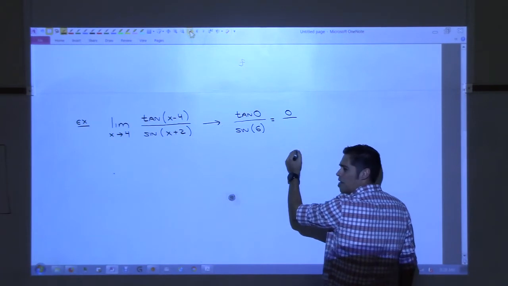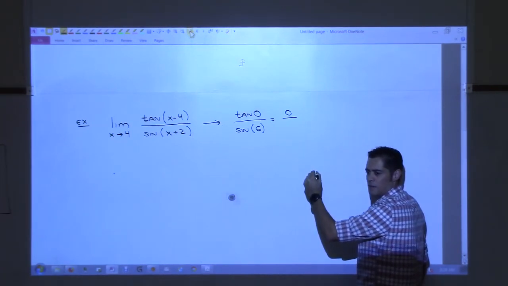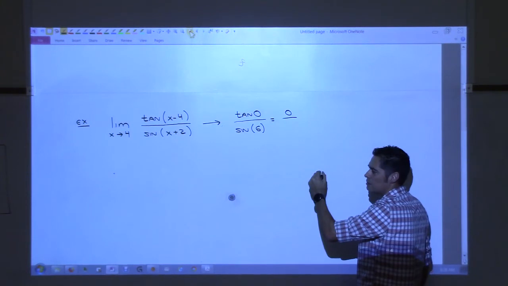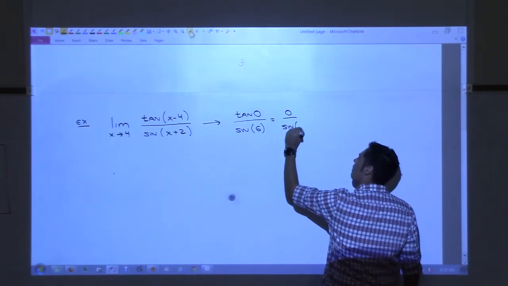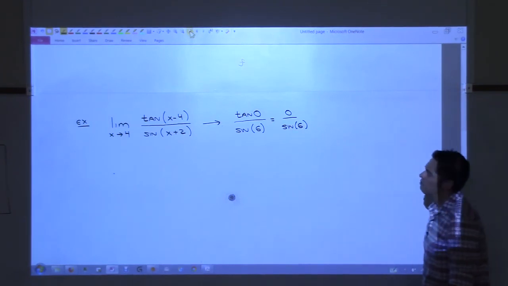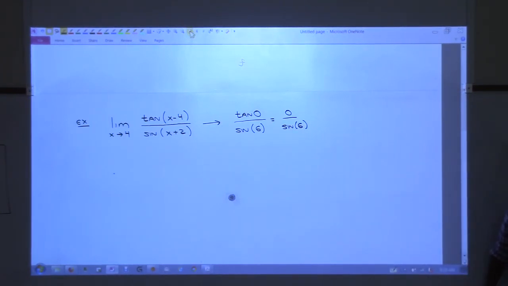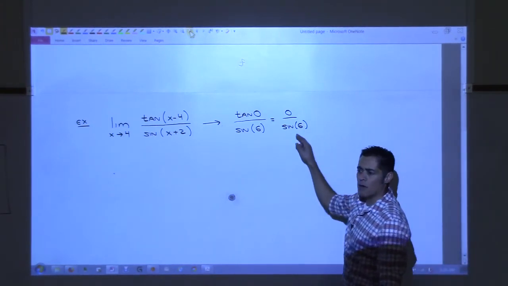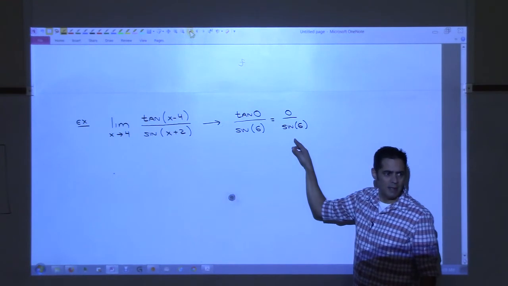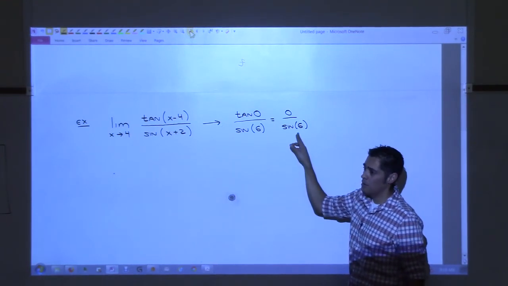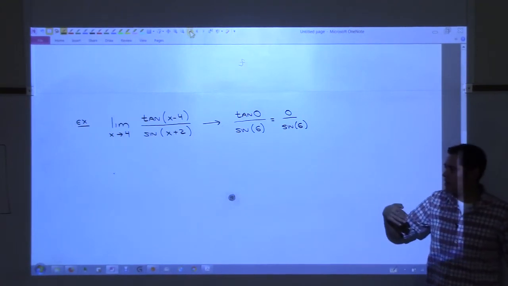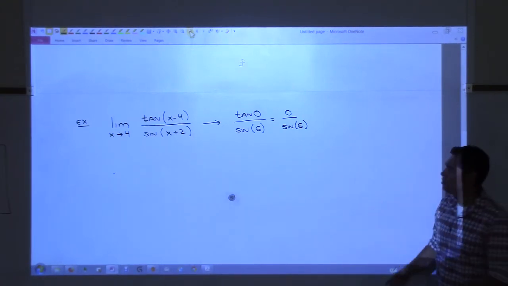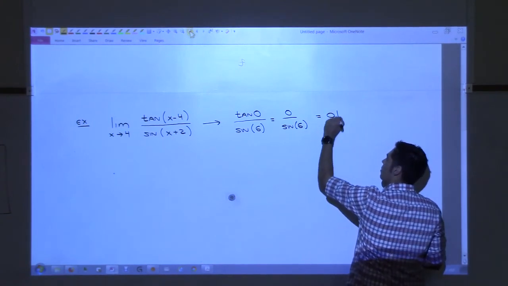Well, it's not 0, right? It's whatever sine of 6 is, which is some decimal. We could figure out what that is on our calculator, but it's not 0. So the limit is just 0. What you have here is 0 over a number, and that number is not 0. So you don't have the bad situation. All you have is 0 divided by a number, which is just 0. So your answer here is 0.